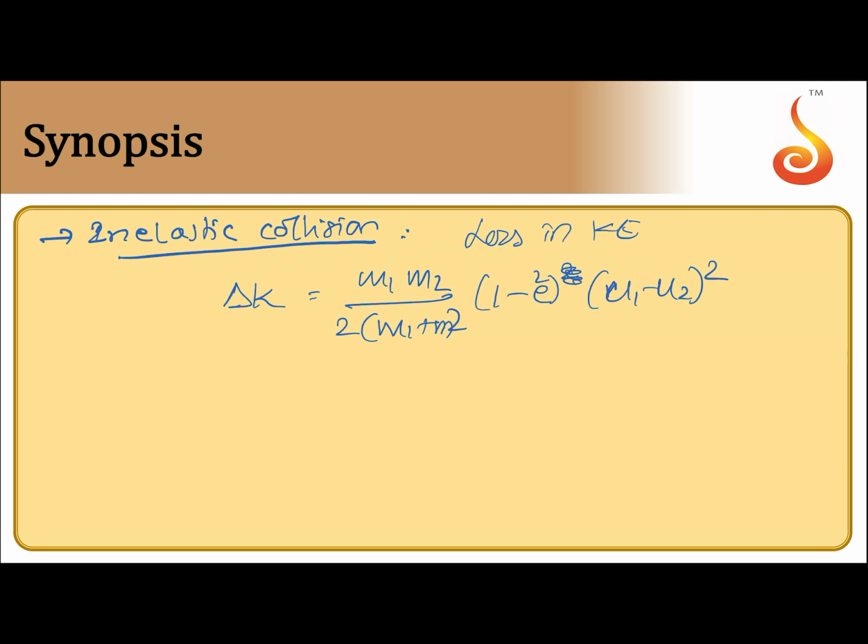In the case of inelastic collision, the loss in kinetic energy is given by this expression, that is m1 m2 divided by 2 times (m1 plus m2) into (u1 minus u2) whole square into (1 minus e square). Right? Remember this expression.